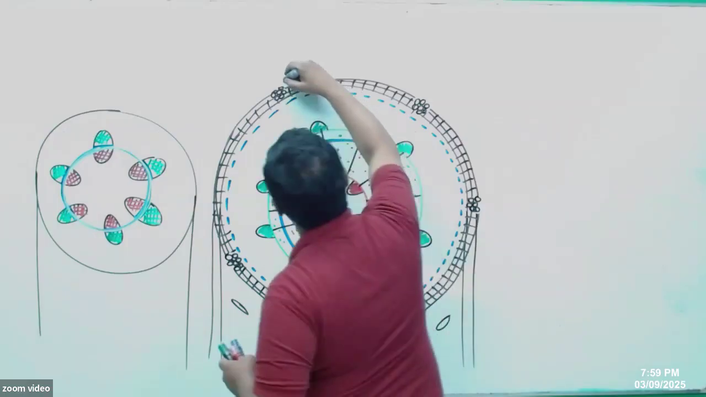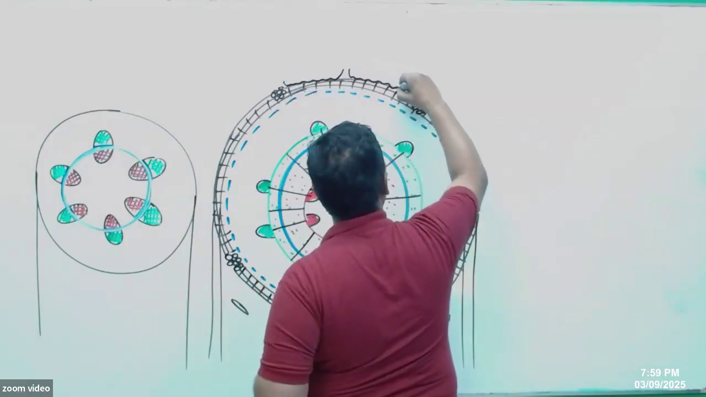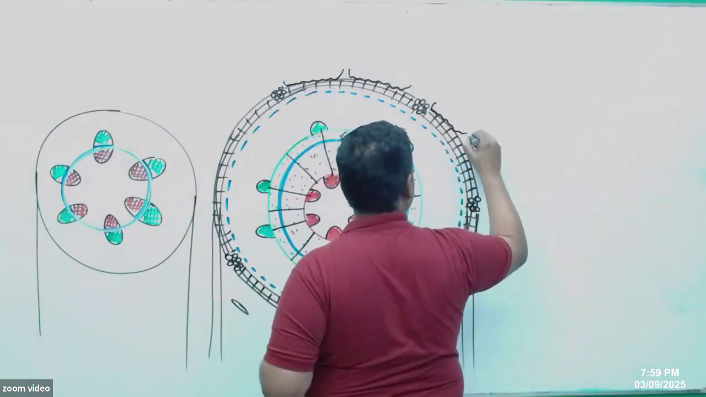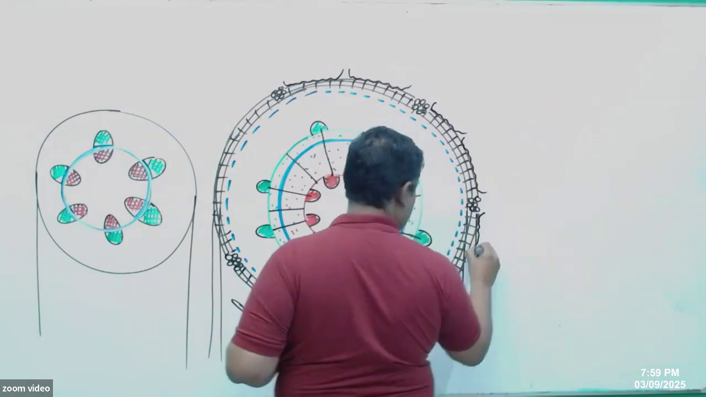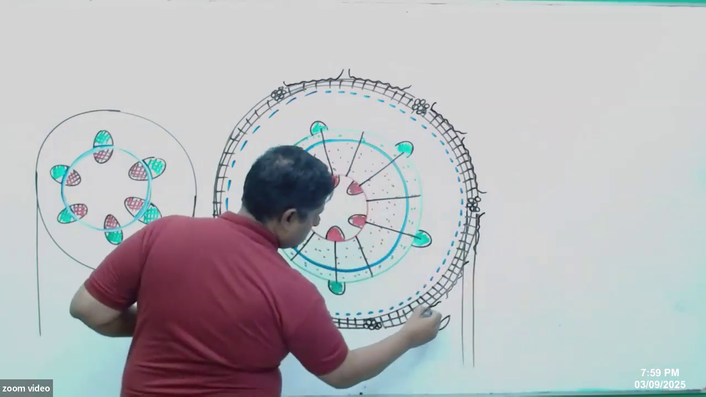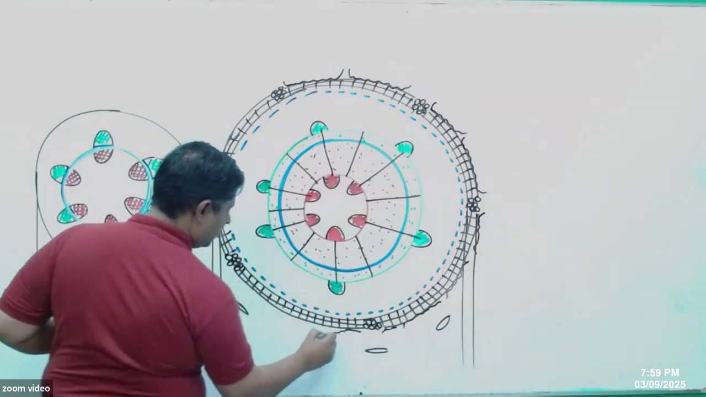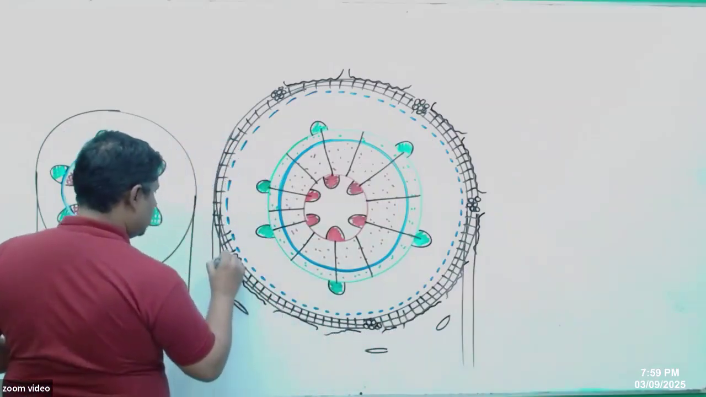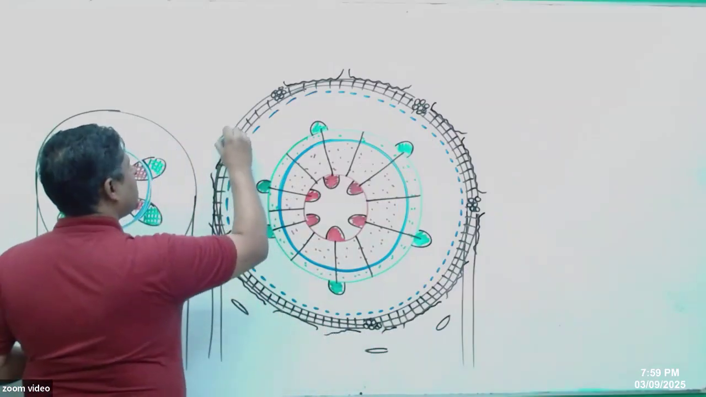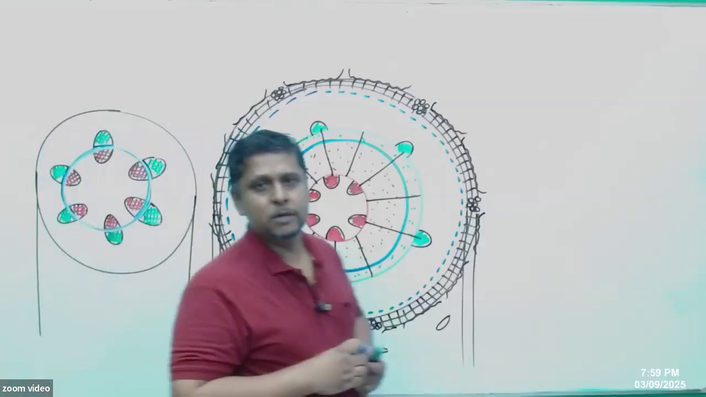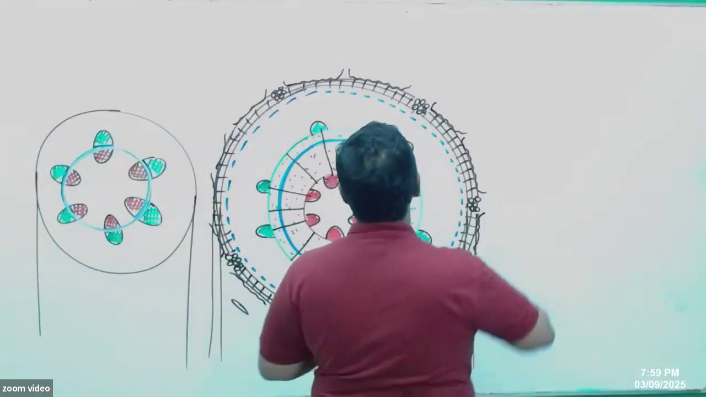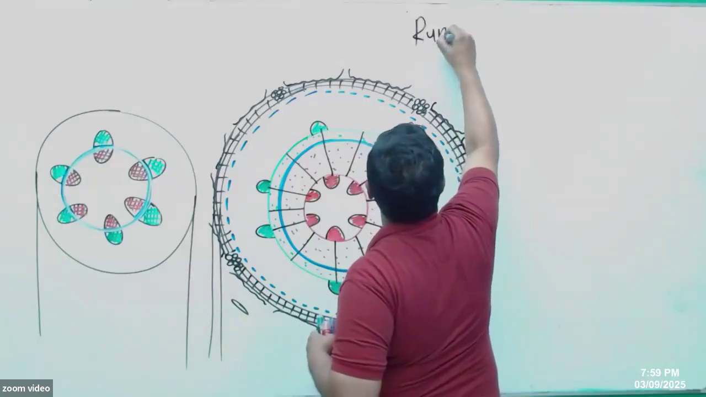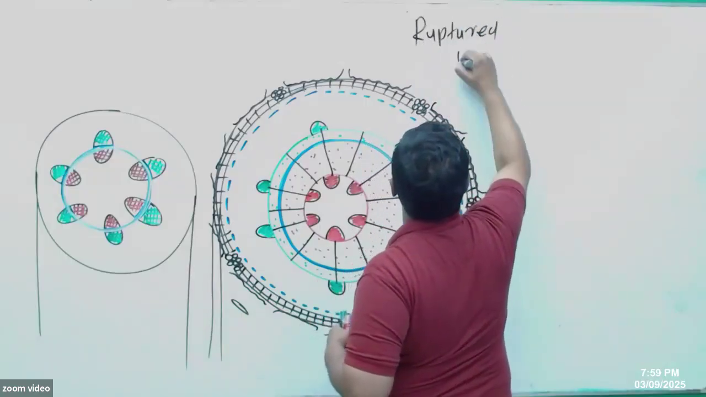Anyway, on this outer layer, there is some ruptured epidermis present outside, like this. So you can label this diagram. This is ruptured epidermis.